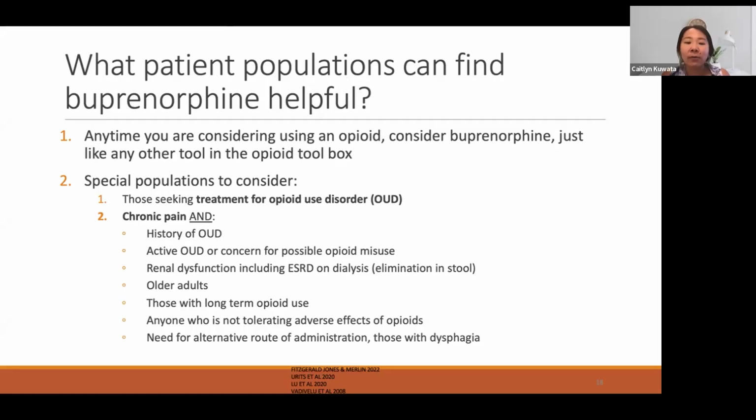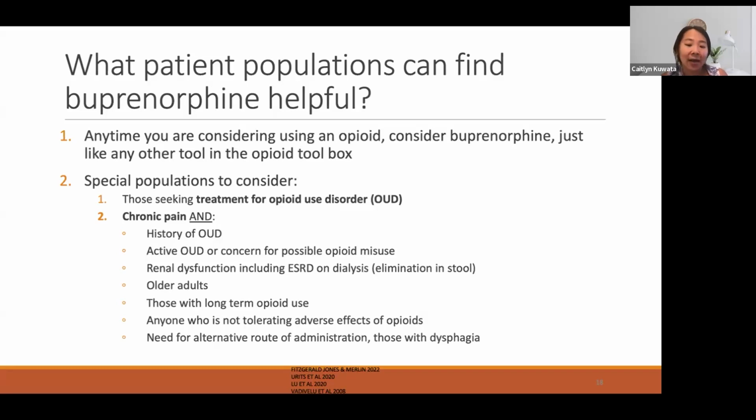You have to meet those certain parameters that you would be considering an opioid in the first place. It's still just another tool to think about. But if you were finding a patient who you did think an opioid would make sense for, whatever the reason, I want you to think about buprenorphine, especially for the following people: those who already have opioid use disorder, or those who have chronic pain and they have a history of opioid use disorder or history of overdose, or there's concerns for possible opioid misuse.